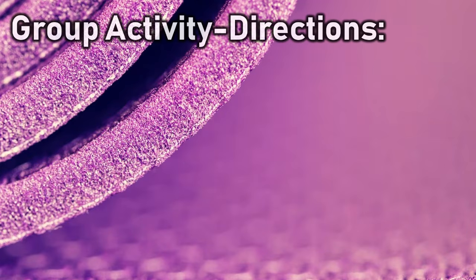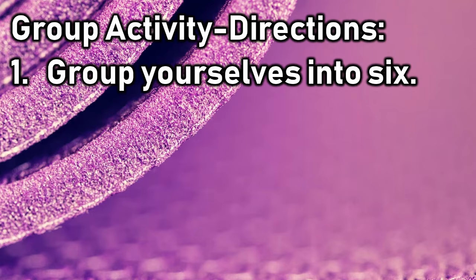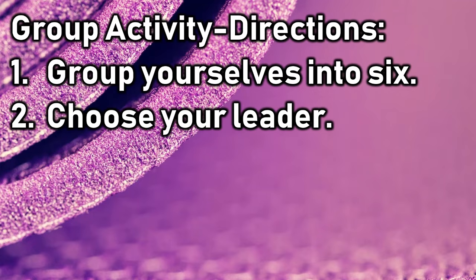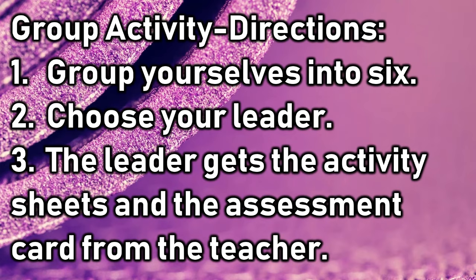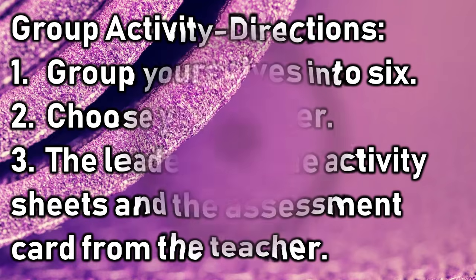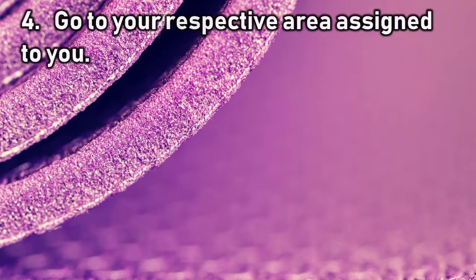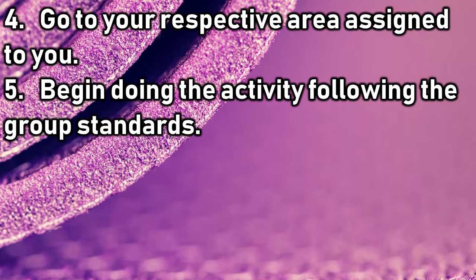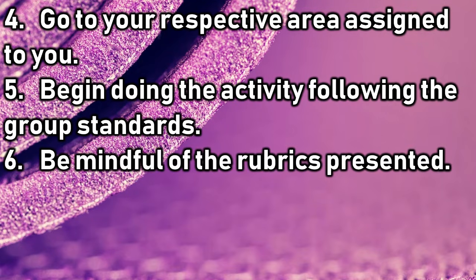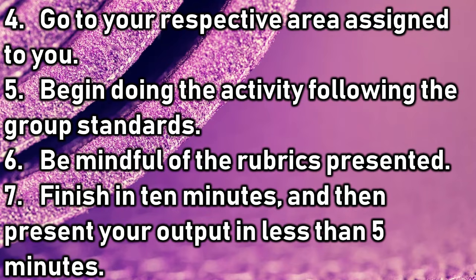Group activity directions. 1. Group yourselves into 6. 2. Choose your leader. 3. The leader gets the activity sheets and the assessment card from the teacher. 4. Go to your respective area assigned to you. 5. Begin doing the activity following the group standards. 6. Be mindful of the rubrics presented. 7. Finish in 10 minutes, and then present your output in less than 5 minutes.